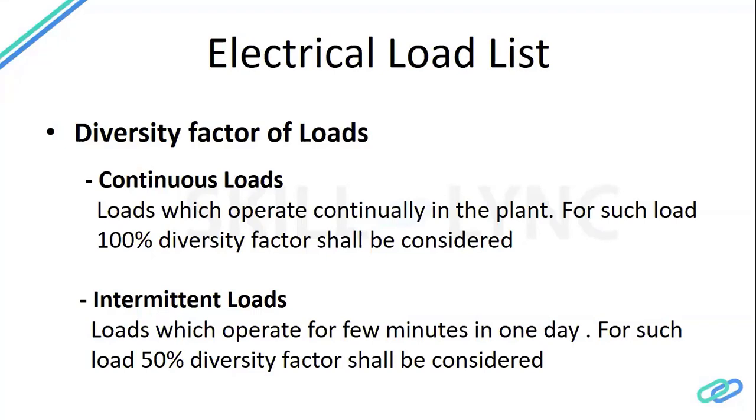For example, in your room, you have four or five sockets, but you are using only one or two sockets at a time. So we are not going to put full load for every socket. We will use a 50% diversity factor. This means we will consider only half load for such equipment.